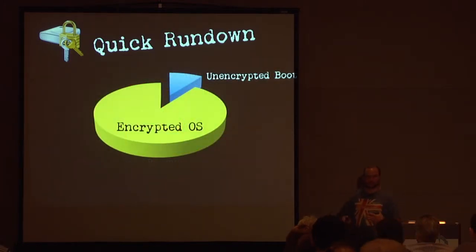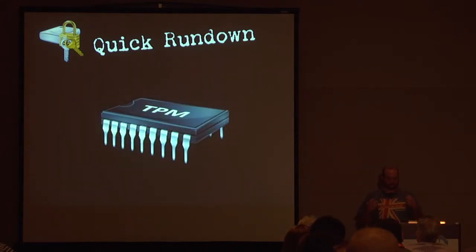The idea, though, is that basically there's a small unencrypted area that contains the boot files, and then a larger encrypted area that holds all of the OS and everything else. And what manages all of that is the TPM, the Trusted Platform Module. And this thing, it's a chip. It's a piece of hardware built in that does two things.